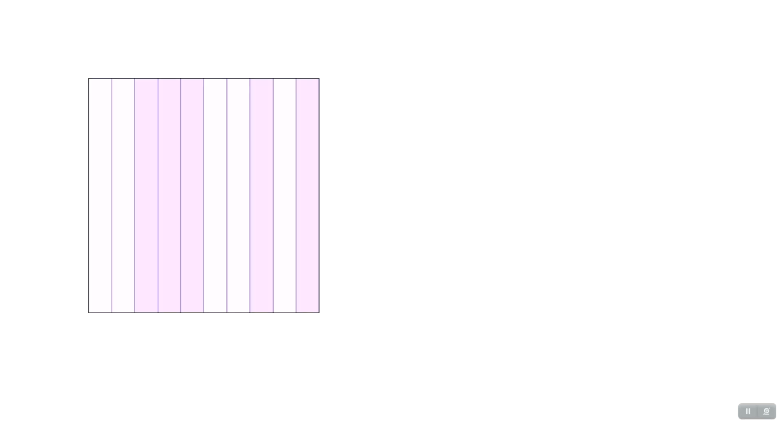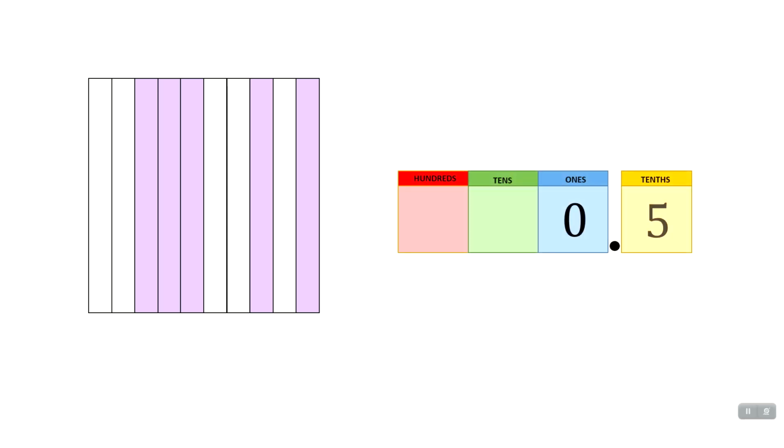And one more. Here's one whole divided into tenths. If we count the parts that are shaded, we can see that there are 5 tenths. And we write the 5 in the tenths column. Again, the ones has a 0. And so this represents 0.5, or 5 tenths.